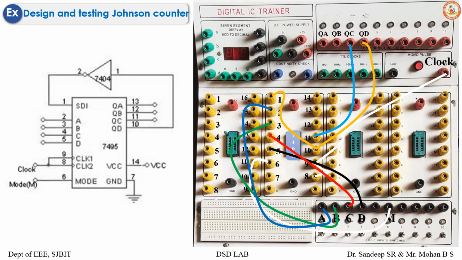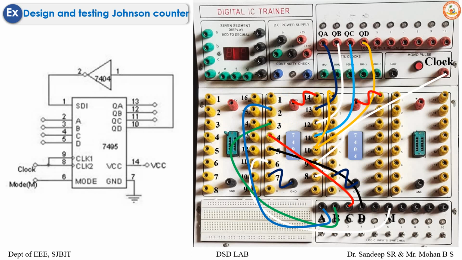Pin number 10 goes to QD. Pin number 11 goes to QC. Pin number 12 goes to QB. 13 goes to QA. And then 7 is being grounded. 14 for VCC. And for Johnson counter as mentioned, we are taking help of a NOT gate. So 7404. So for that we are connecting pin number 7 to ground and pin number 14 to VCC.